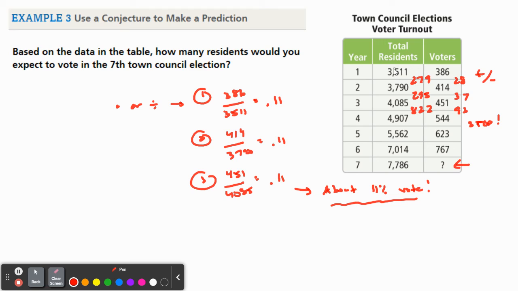Now this is total residents. I don't think it's total voter registration, but that's pretty sad, right? If only 11% vote, voting is very important. Okay, so you should vote.